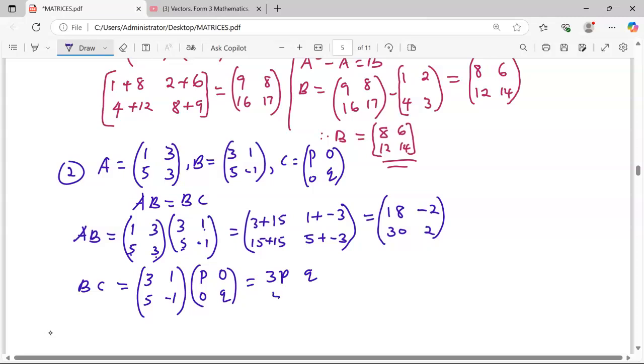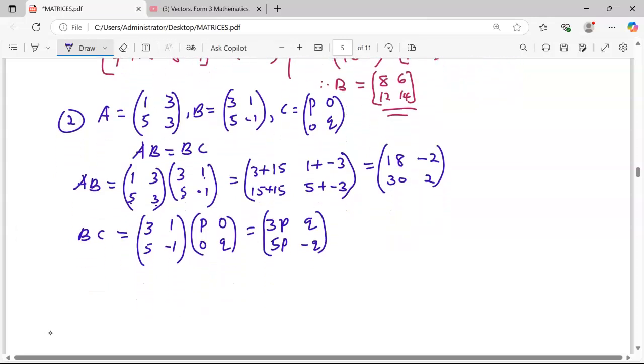5 times P, you get 5P. Plus negative 1 times 0, it remains 5P. Then negative 1 times 0 is 0. Plus negative 1 times Q, you get negative Q. And that is BC. We have already been told that AB is equal to BC.